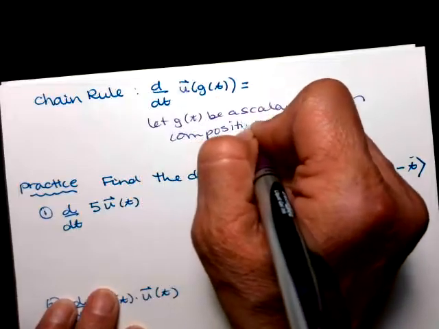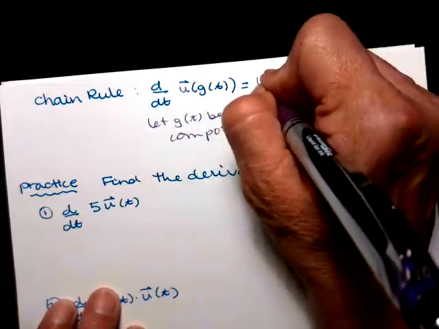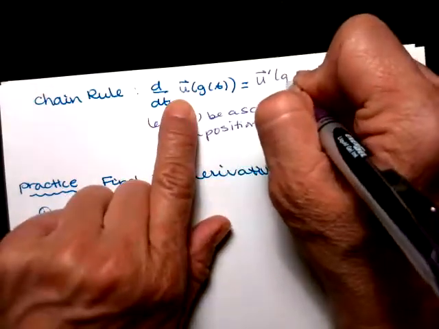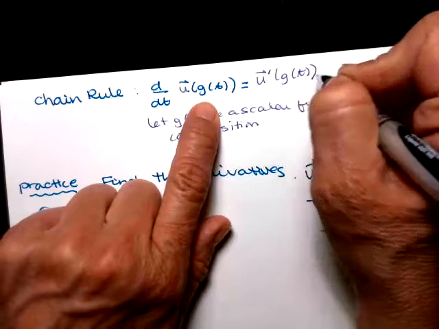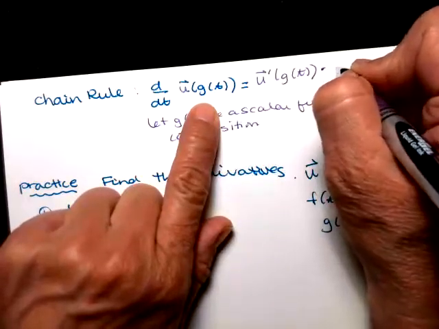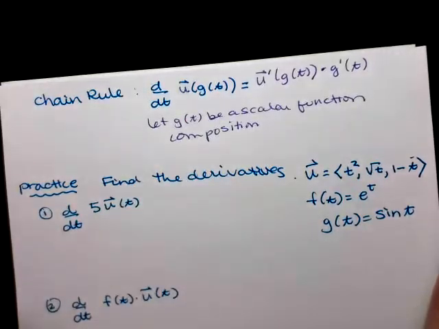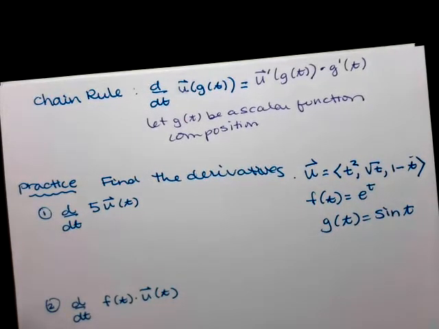Remember that composition. So when we do the derivative, it's u prime, so the outer derivative evaluated at the inner, and then times the derivative of what's inside. Okay, so let's go ahead and practice.